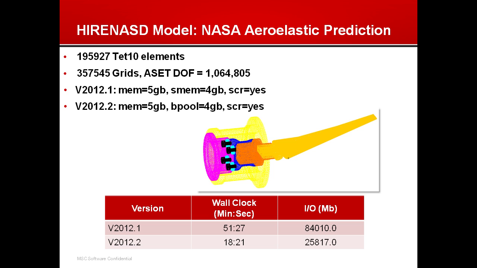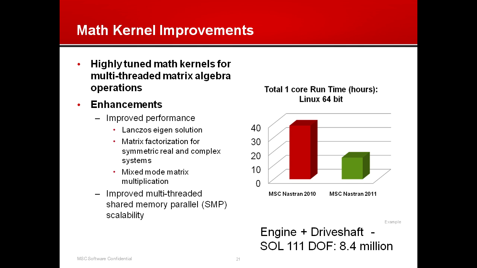And again, by doing this type of model with a little bit over 1 million degrees of freedom, just comparing 2012.1 and 2012.2, we see almost a factor of 2.5 in terms of the wall time, so reduction of wall time, which, as an engineer, is very important. And of course, it really comes down to a massive reduction in the amount of I/O that was being used with MSC Nastran. So all of these things are important.